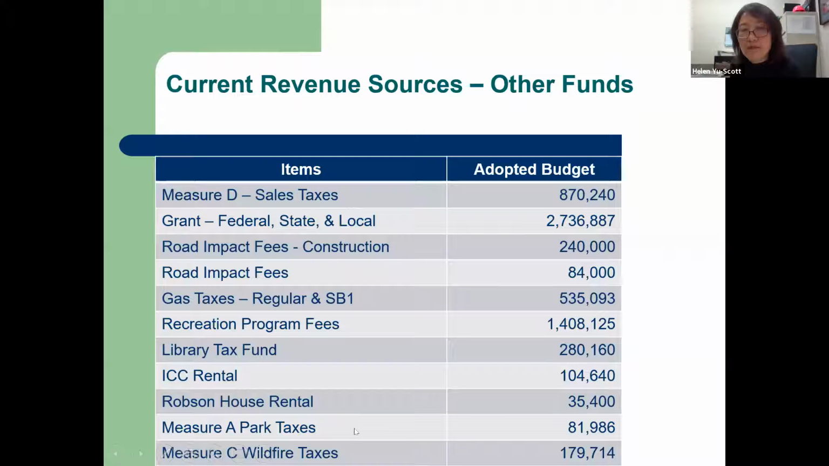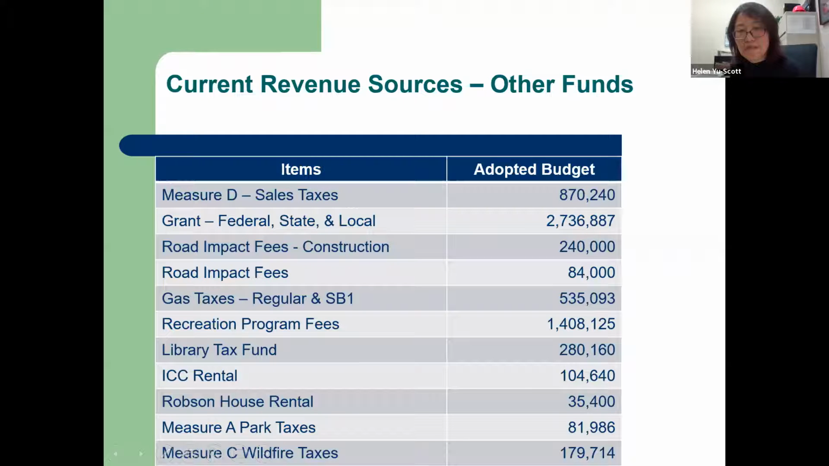The town also receives Measure A park open space tax. In a normal year it will be $90,000 to $100,000, but this year is special, they're linked with sales tax. So we are seeing a reduction in this revenue.